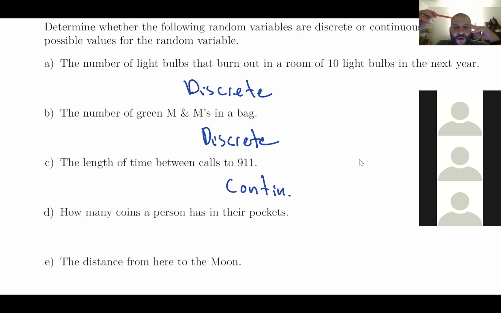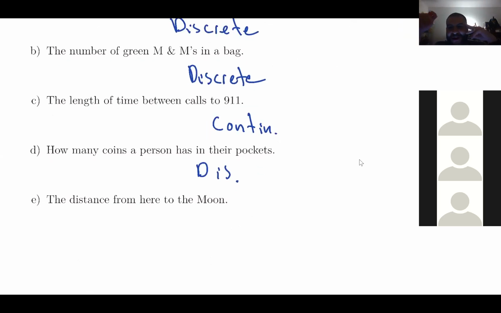How about how many coins a person has in their pocket, if a person has coins anymore? Good, discrete. All right, what about the distance from here to the moon?